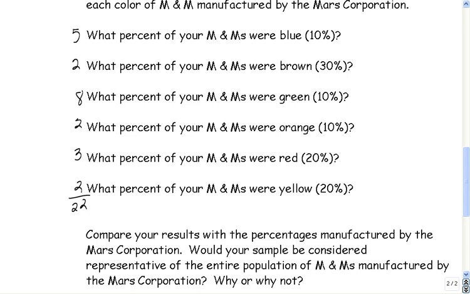So I had 5 blue divided by the total number of M&Ms, which was 22, and that's 22.7%. I'm going to again round this to the nearest tenth, which is also what you should do. What percentage of your M&Ms were brown? Remember, you want to use your numbers, not my numbers. 2 divided by 22 is 9.1%. What percent were green? That's 8 divided by 22, 36.4%.